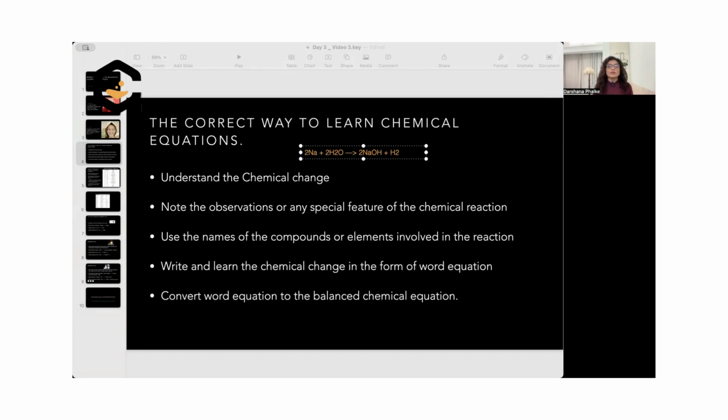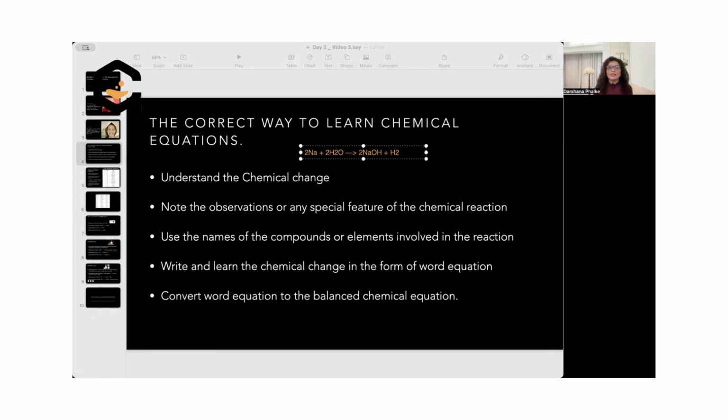Now, you know what students do? They will learn this equation in words, and with due regards to all the teachers, some teachers feel that you should be so masterful, they ask you to write this equation 10 times, 20 times. I have a little different way.